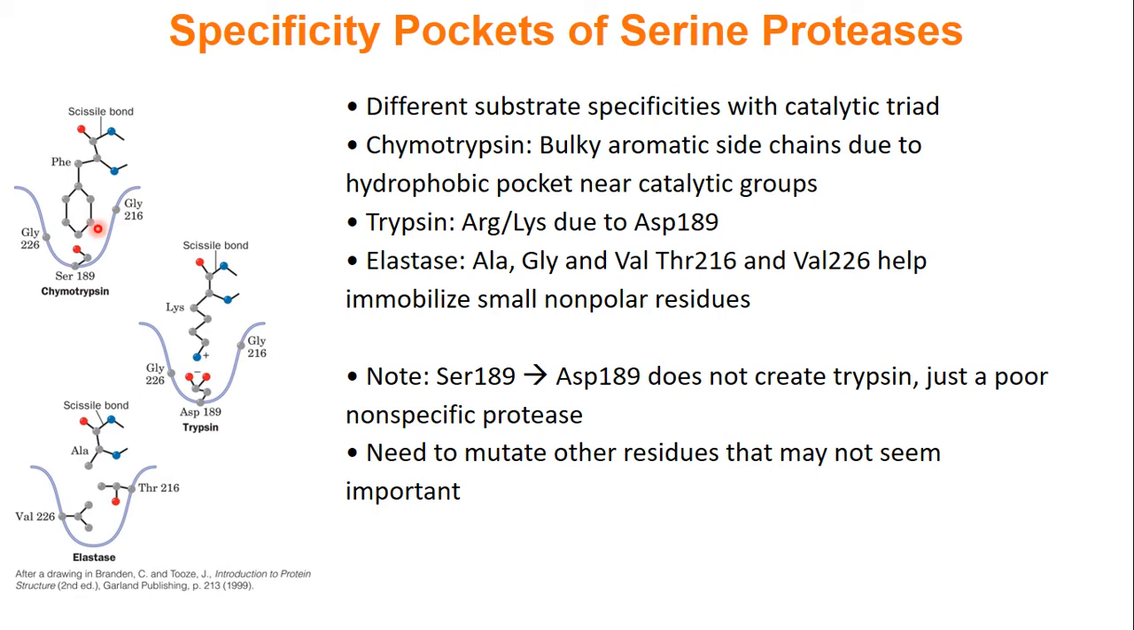Now, what's interesting is that if you look at the specificity pockets, there's really not that much difference, especially when it comes to chymotrypsin and trypsin. However, if you do a straight mutation of serine 189 for Asp 189, you don't actually create trypsin. What you do is you create a crappy non-specific protease. And what this is telling us is that we cannot just look at the binding pocket of an enzyme and expect to be able to understand how it works.